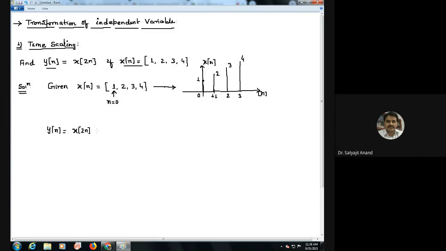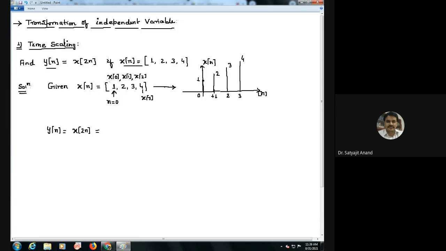So how are we going to draw the waveform, or how do we find y[n] in terms of x[n]? That is the question. See here, what is basically given? This 1 is basically your x[0]. 2 is basically your x[1]. 3 is your x[2]. And this 4 is your x[3]. So this is what you know. This is given to you: x[0], x[1], x[2], x[3]. And with the help of these given values, you have to find x[2n]. So very simple. Now see how you are going to find it.